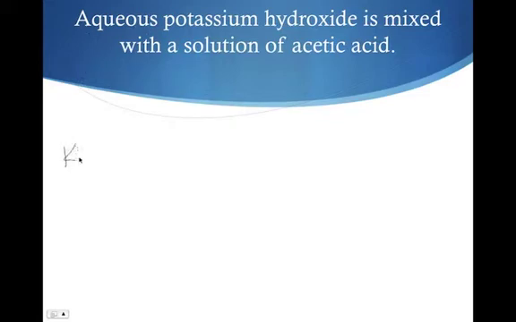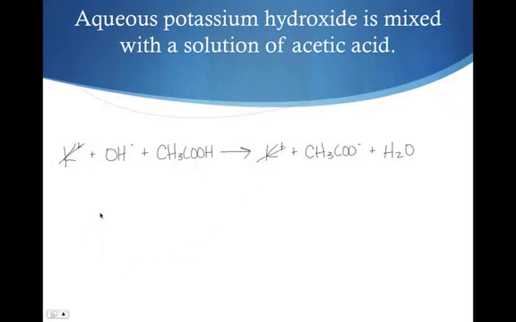It's aqueous, so we ionize it into potassium and hydroxide, mixed with a solution of aqueous acetic acid. But acetic acid is a weak acid, so we can just write it CH3COOH. Produced from this, you're going to get potassium acetate, which is a soluble salt, so we will separate it into ions. And this acidic hydrogen right here, plus that hydroxide, gives us some water. Potassiums are spectators, they cross out.